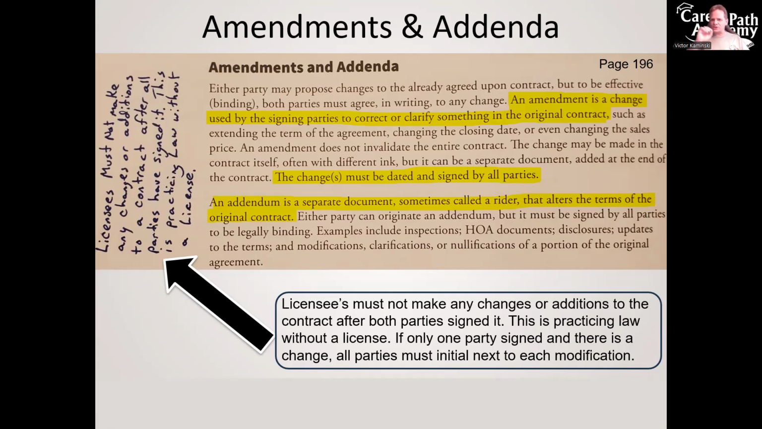Remember, if you make a change to a contract and then the other person signs it, you can't submit it to the attorneys as if it was already signed and agreed to. Even though the other party may have agreed to it, you still need them to initial or sign next to each and every place where there was a modification made on the contract.